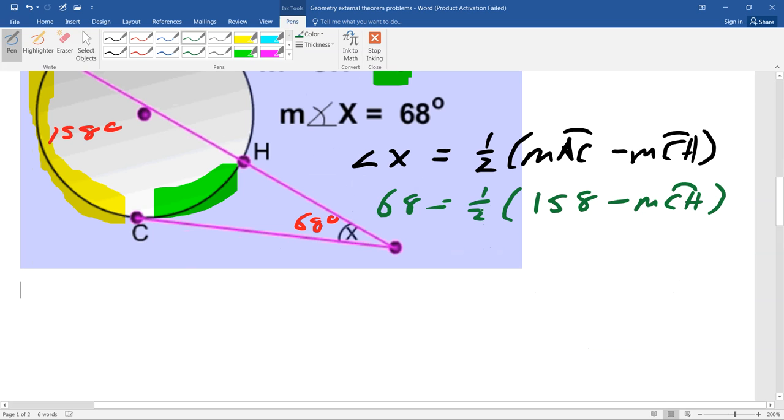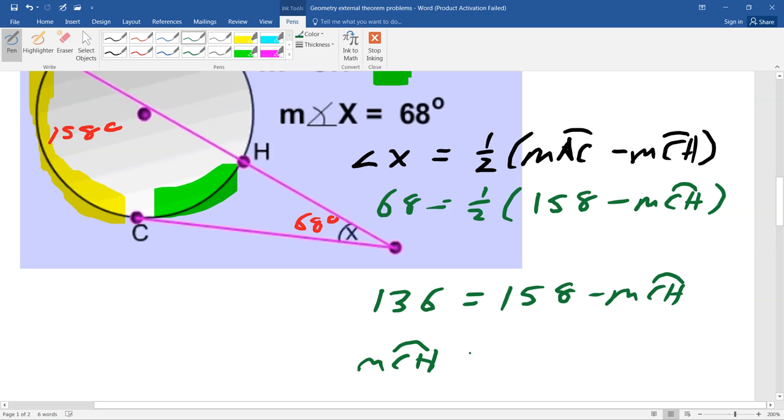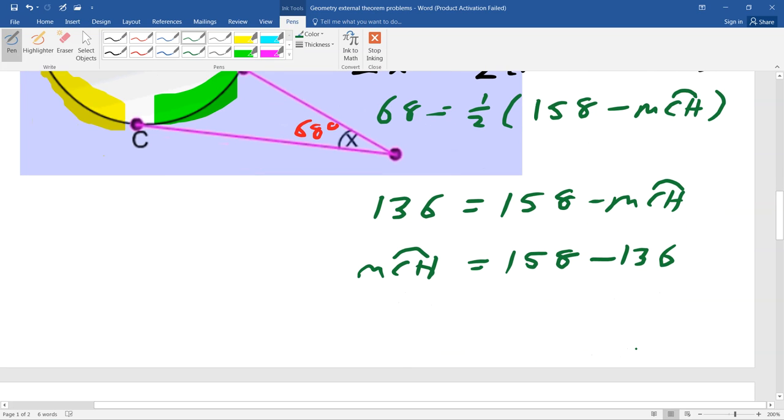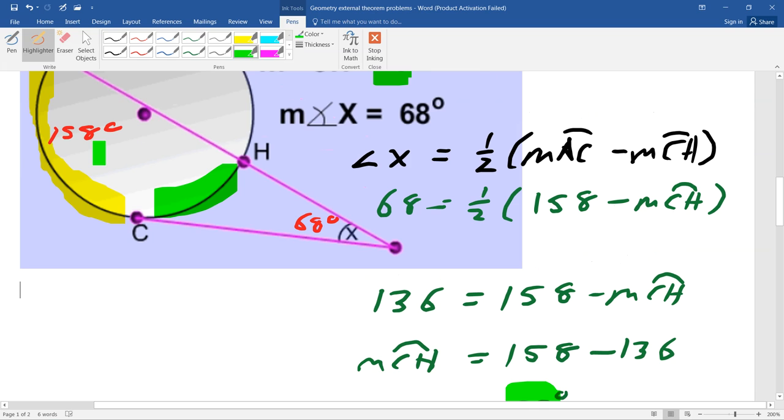First, I'll multiply each side by 2. 68 times 2 is 136, and that's going to equal 158 minus the measure of CH, which is the thing we want. If I add the measure of CH to each side, and subtract that 136, we see that the measure of CH is the difference between 158 and 136. So it looks like this is 22 degrees. And that's our answer. We can take a moment to think about that answer and see if it makes sense.